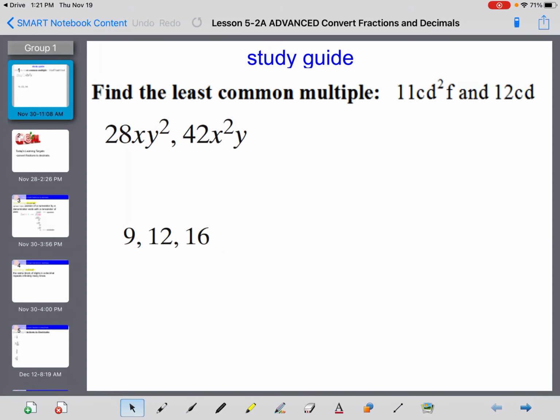This is Lesson 5-2A from your Algebra Readiness textbook. For today's lesson, you'll need a sharpened pencil in your notes packet. Begin these 3 problems in the study guide. Pause the video and come on back when you're ready to compare your answers with mine.